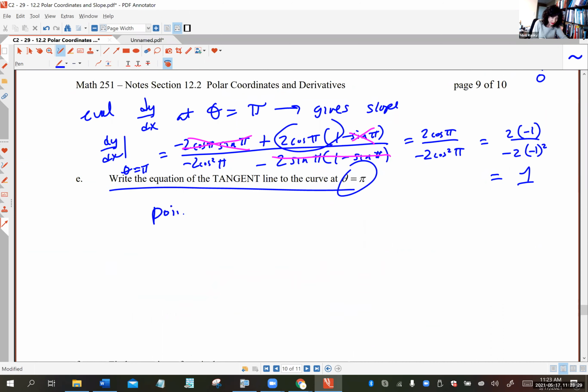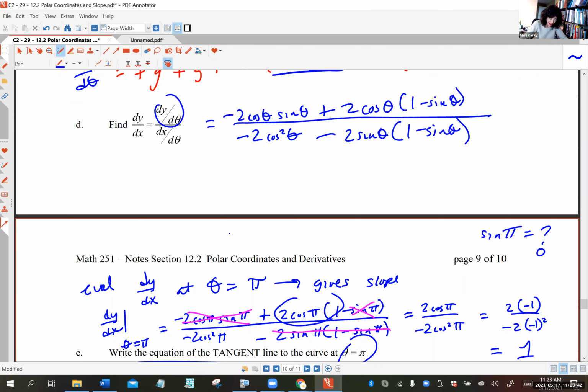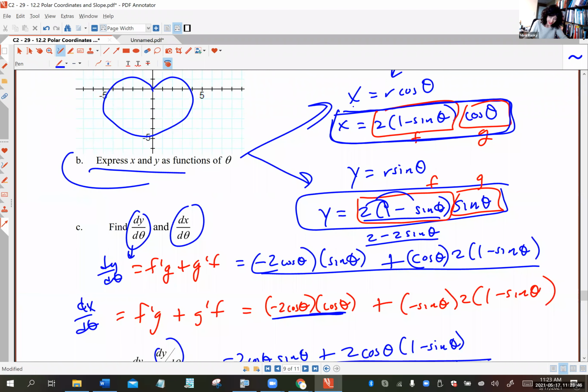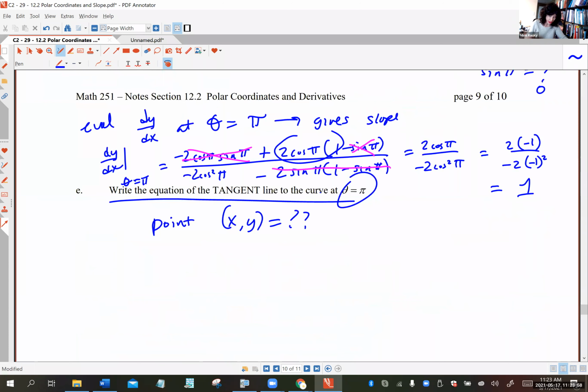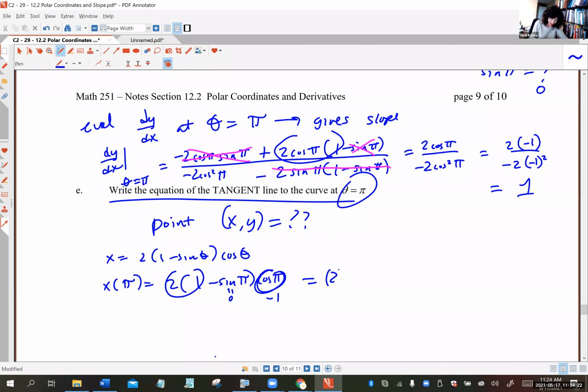Okay, now what? Well, I need the point, the x coordinate and y coordinate. So how do I get that? Remember that we got x way up here, and we're going to plug theta equals pi into that to get the x coordinate of the point. And then y was this, and we'll plug theta equals pi to get the y coordinate. Getting the point is also kind of a hassle, so I'm just going to rewrite. X was 2 times 1 minus sine theta cos theta. So x evaluated at pi is 2, 1 minus sine pi cos pi. Now sine pi is 0, but cos pi is negative 1. So you're going to have negative 1 times 2, and I get, for my x coordinate, negative 2.